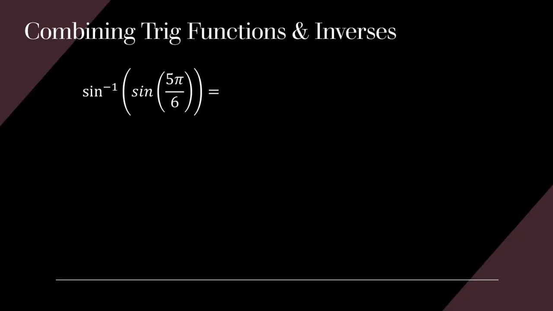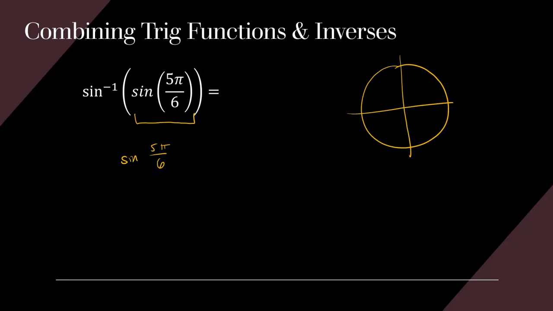And the way we're going to set these up is we're going to go from the inside out. So we're going to start with whatever is on the inside. In this case, we have the sine of 5 pi over 6, so we're going to start there. I'm hoping that you're going to get to a point where you don't have to visualize the unit circle, but I want you to see that now. 5 pi over 6 would be right about here.